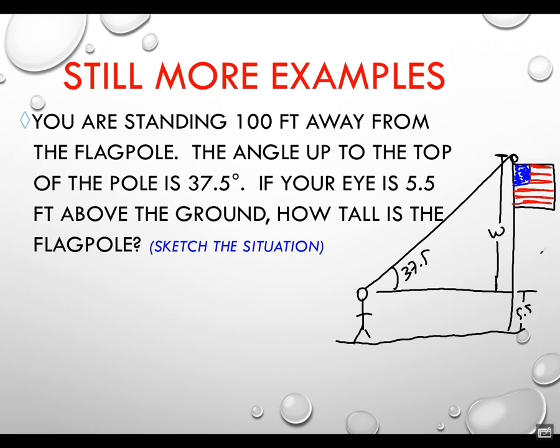So you just add 5.5 to it. I'm missing a chunk of information here. Base is 100. Oh, I didn't see that, sorry. This is 100 feet. So we don't split it into two triangles, we split it into a triangle and a rectangle. Solve the triangle, get an answer for W, and then add 5.5 to the answer.